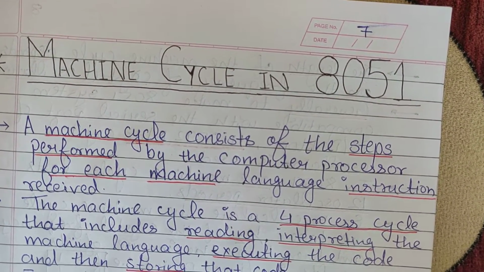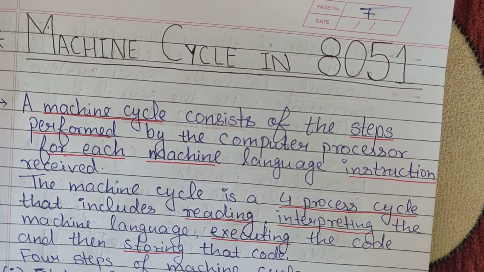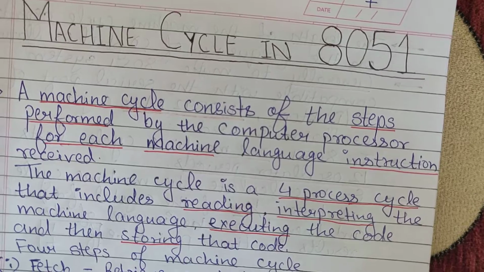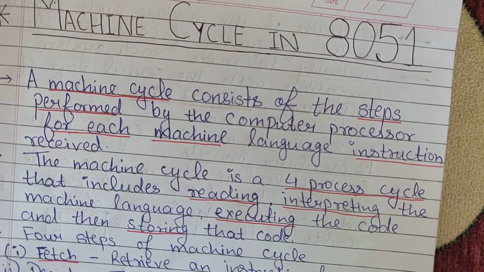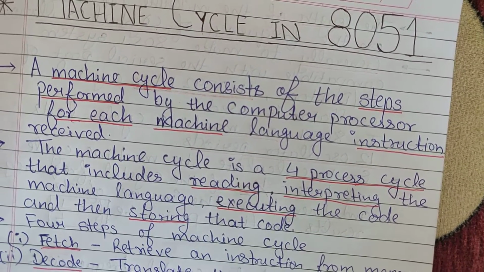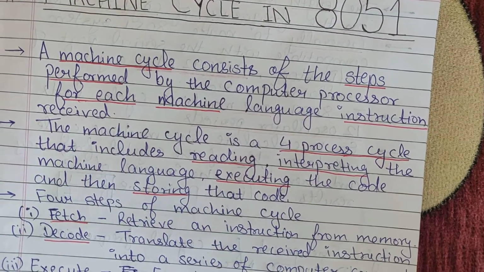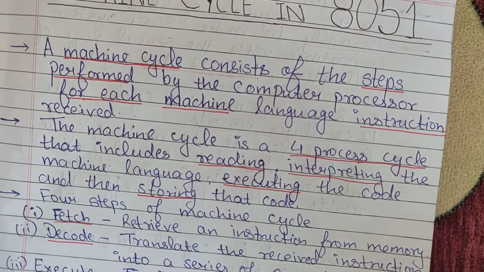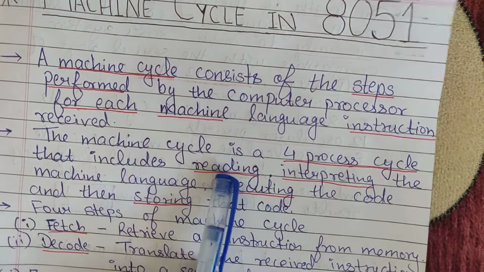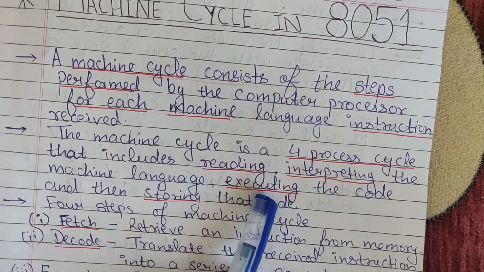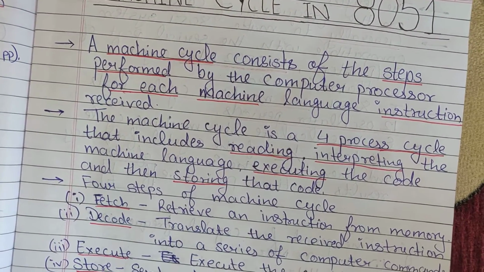Hello everyone. In this video we are going to look at something called the machine cycle and CPU timing cycle in 8051. So what is a machine cycle? A machine cycle basically consists of the steps that are performed by the computer processor for each machine language instruction that it receives. So basically it is a 4-process cycle, and that includes reading, interpreting, executing and then storing that code. So let's talk about the 4 steps that I mentioned.